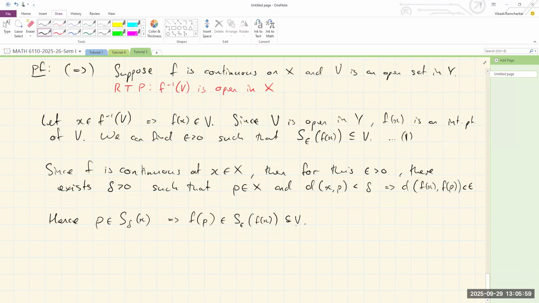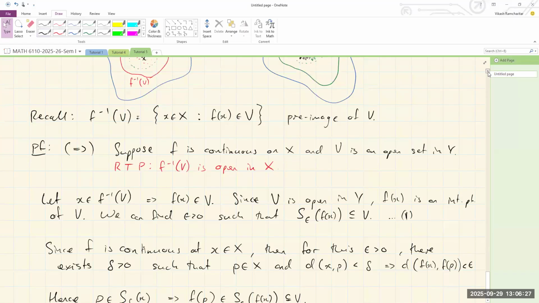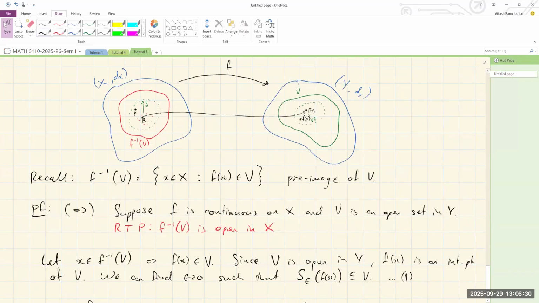So what do I want to prove? I wanted to show that the preimage of V is open in X. So I wanted to show that every point X of the preimage of V is an interior point of the preimage of V. So I need to construct a neighborhood around X that lies entirely within F inverse V. The diagram shows me what that neighborhood should be: this delta neighborhood. This delta neighborhood will be within the preimage of V.